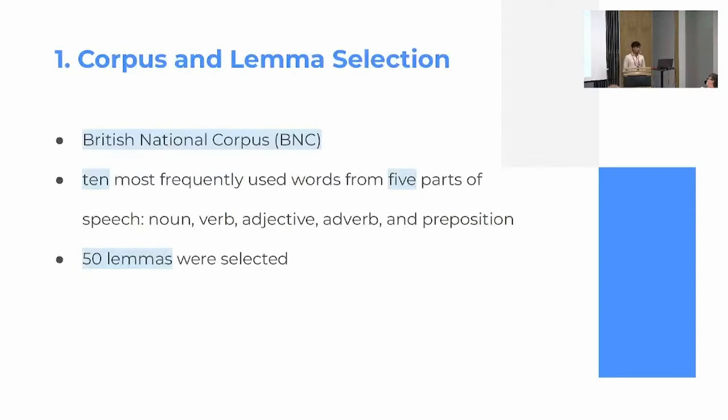So we chose the British National Corpus. We checked multiple corpora for English, and the results we got from different corpora are quite the same, because we use the 10 most frequently used words in 5 different parts of speech, basically noun, verb, adjective, adverb, and preposition. And these are the parts of speech used in almost every language. So we chose 50 lemmas in total.